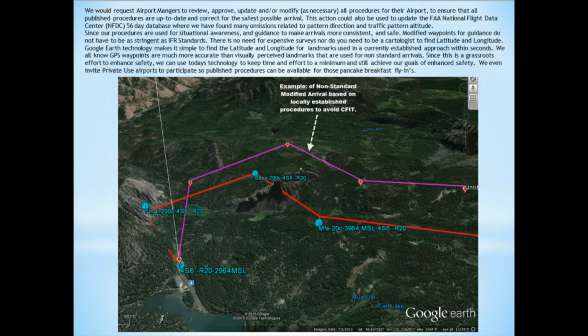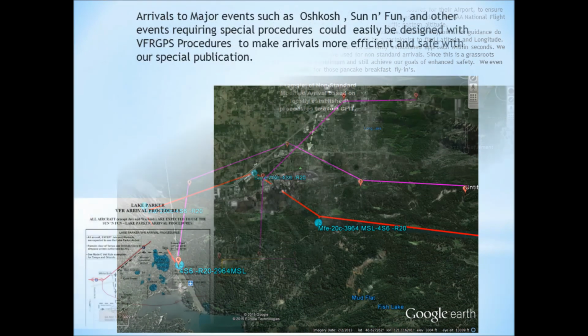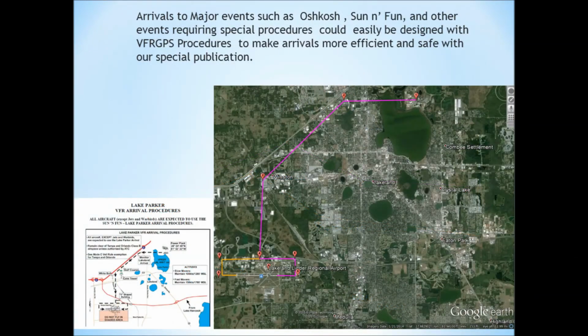We even invite private use airports to participate so published procedures can be available for those pancake breakfast fly-ins. Arrivals to major events such as Oshkosh, Sun and Fun, and other events requiring special procedures could easily be designed with VFRGPS procedures to make arrivals more efficient and safe with our special publication.